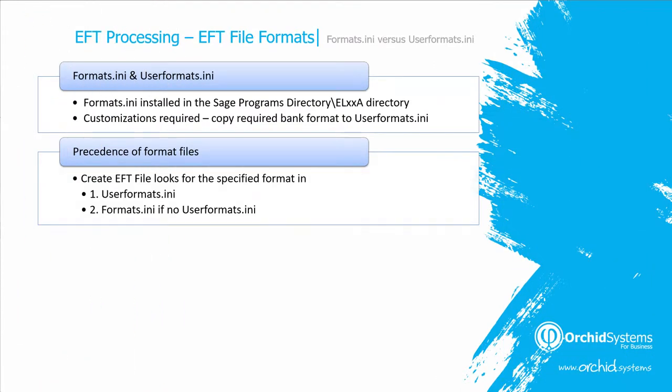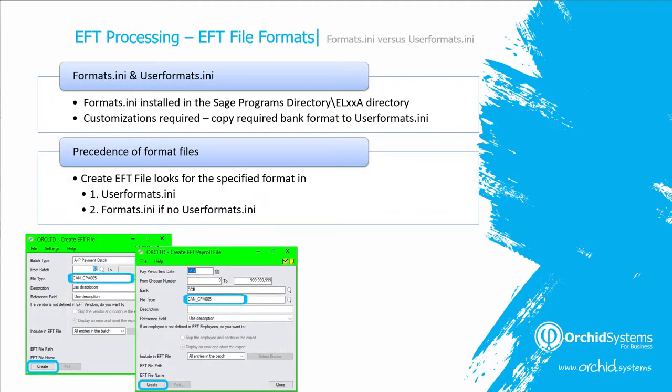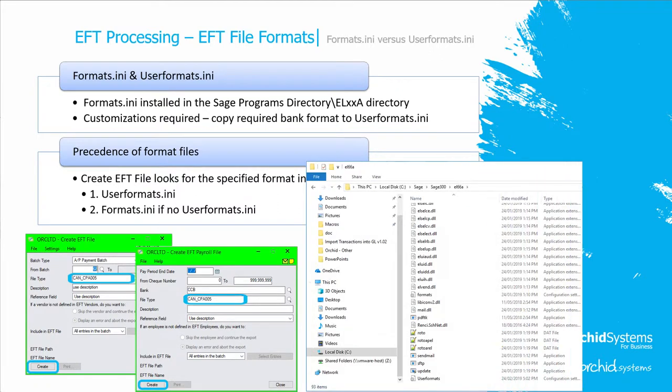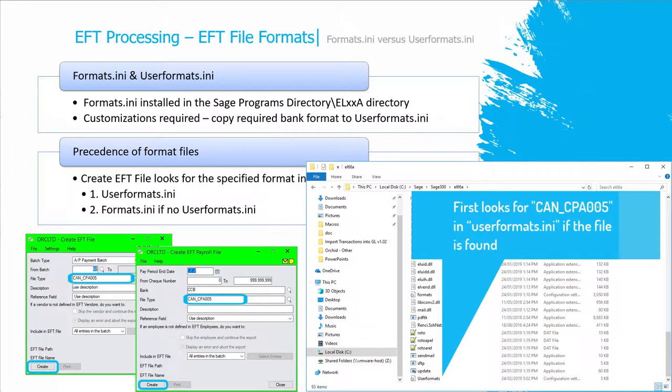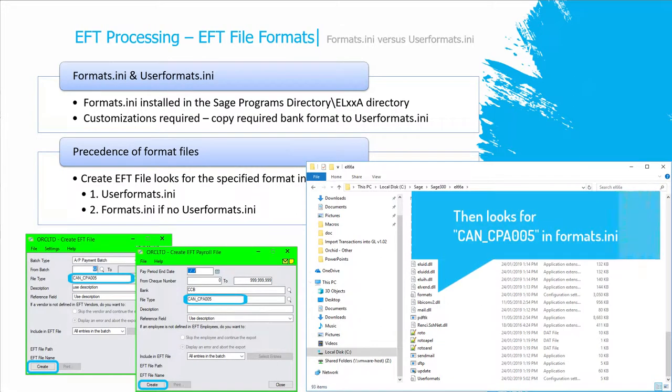When using the Create EFT File function, EFT first looks for a user formats.ne and looks for the specified file format in that file, and if it finds it, it will use that format. If not, it will look in the formats.ne and look for the EFT file format in that file.